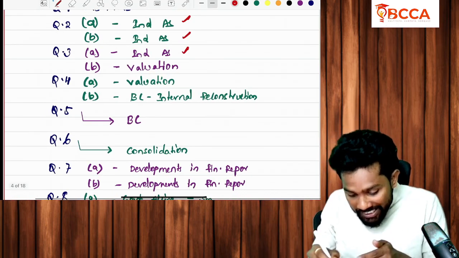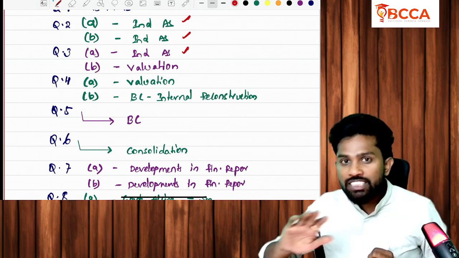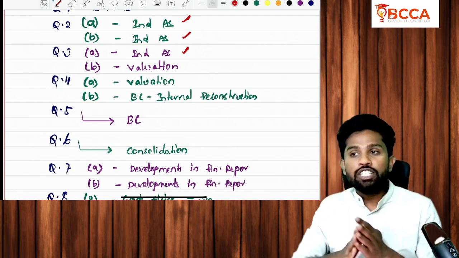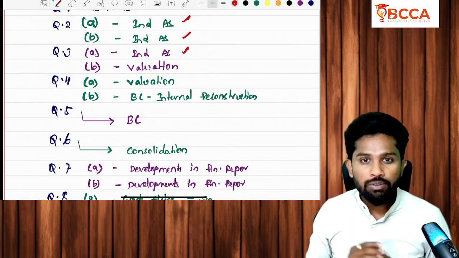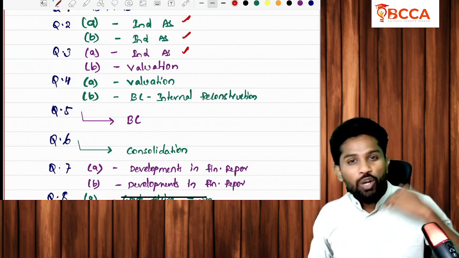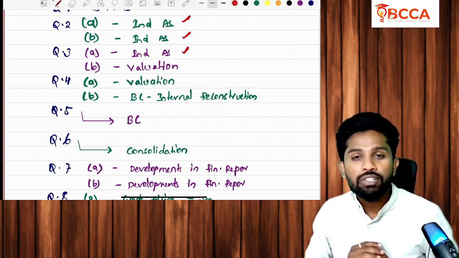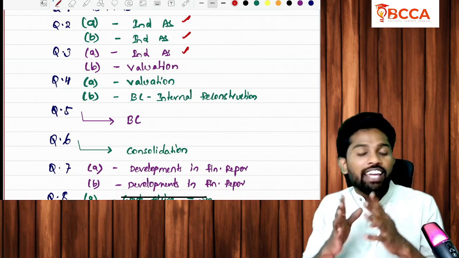There is a paper pattern which I think is almost fixed. It's not going to change for December 2024 nor even for June 2025. So if you follow this approach, it's easy. I am here to make CFR easy for you. So let us make CFR easy.